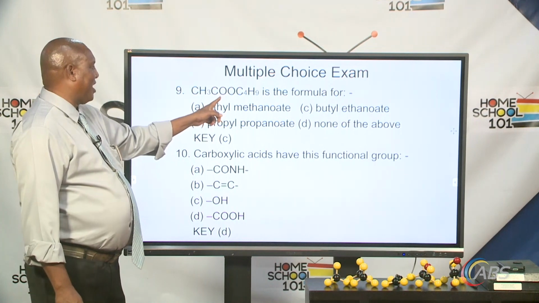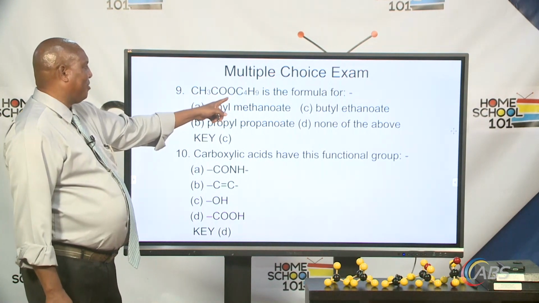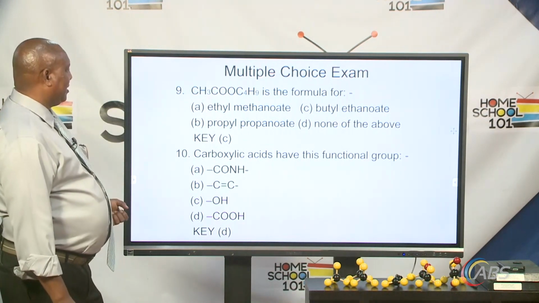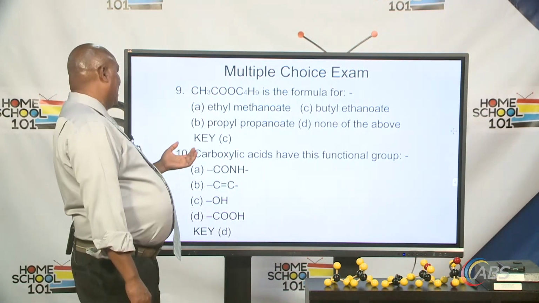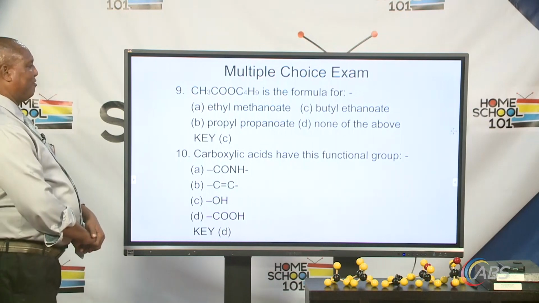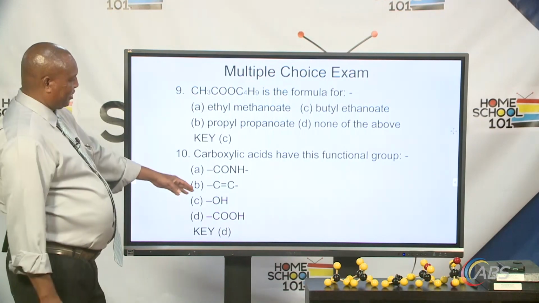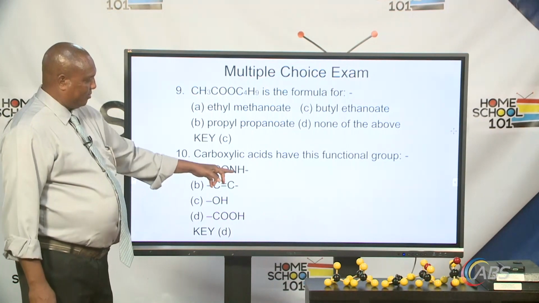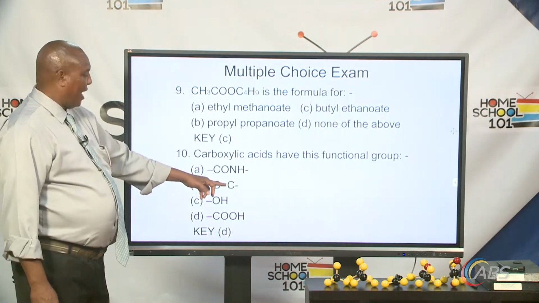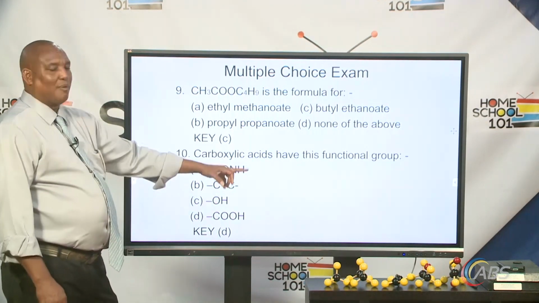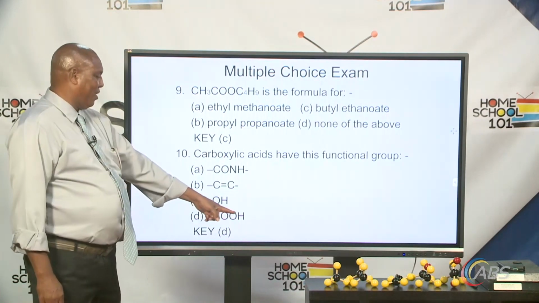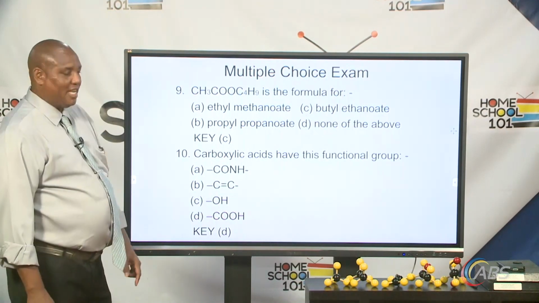Okay? The butyl part comes from the alcohol part, and the anoate part comes from the carboxylic acid. Carboxylic acids have this functional group. Look at the functional groups. Amine, carbon-carbon double bond, OH, COOH. Carboxylic acids have the COOH functional group. So the key then is D.